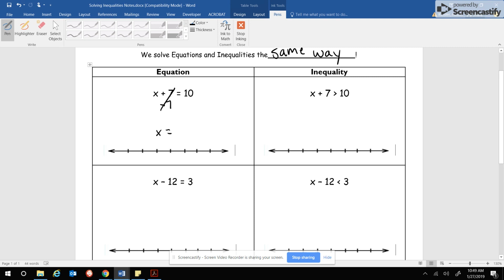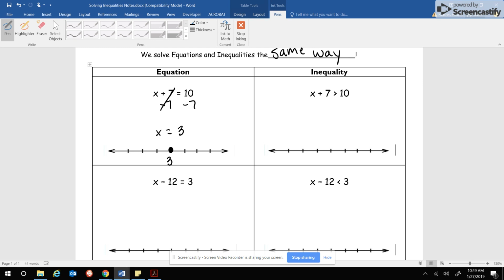And what we talked about last week with the seesaw was whatever I do on one side, I have to do on the other to keep my equation balanced. So 10 minus 7 would give me 3. So I know that x equals 3. Now, if we want to graph this on a number line, I'm just going to put a closed point right here, and I'm going to put a 3 right underneath it. That shows me my answer is just 3.